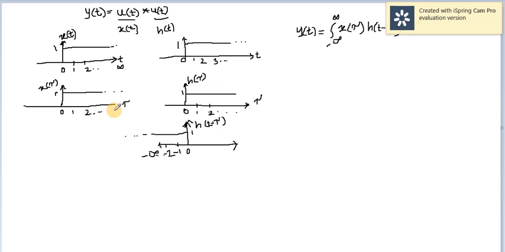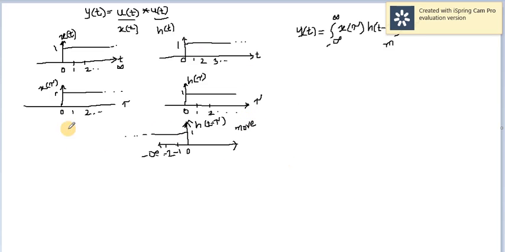Now the h of t minus tau signal is a movable signal. So as the signal moves, we need to move it throughout the axis, from minus infinity to plus infinity, in order to find the convolution. It is a moving signal. So we move this h of t minus tau throughout the axis to find what is the result.